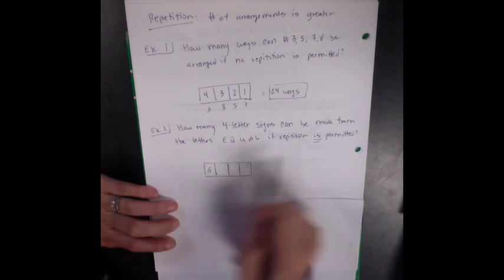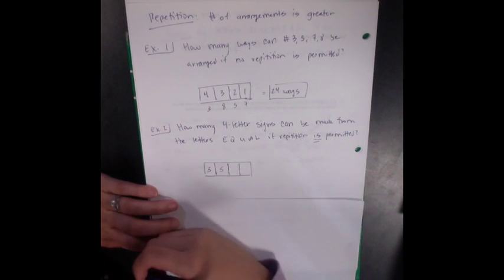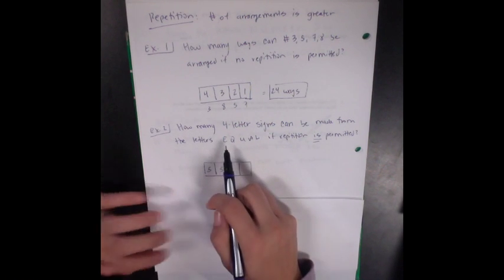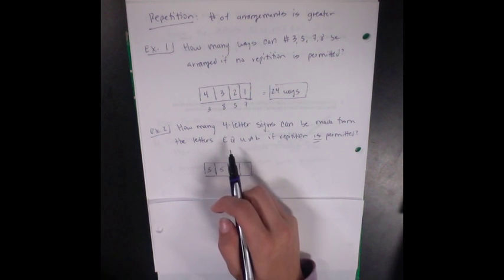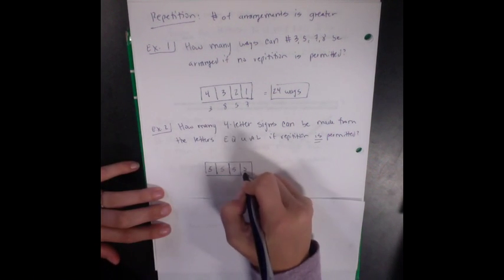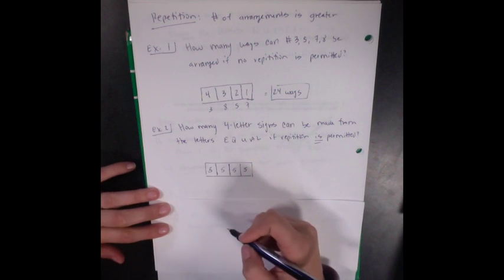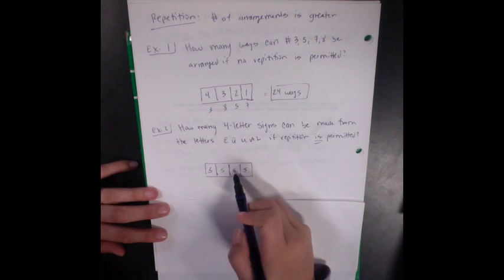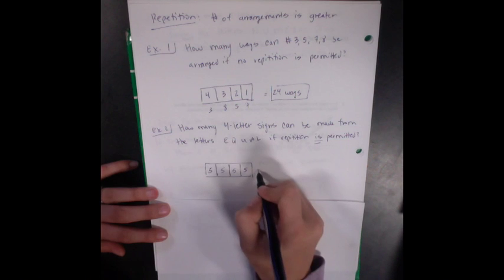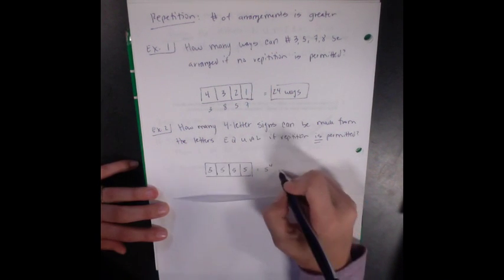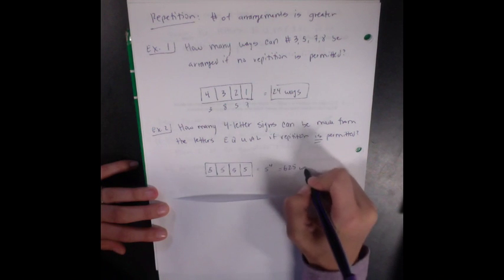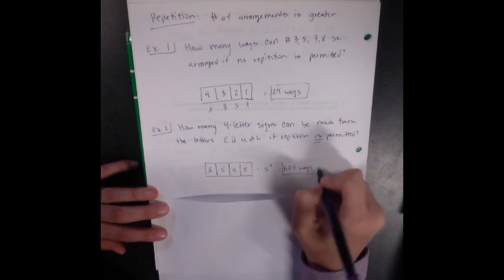Now, for my second box, repetition is permitted. I again have 5 choices, right? Because even if I picked E, I could pick E again and again. And for my last 2 boxes, I still have 5 options. So I multiply all these together, giving me 5 to the 4th, which is 625 ways.